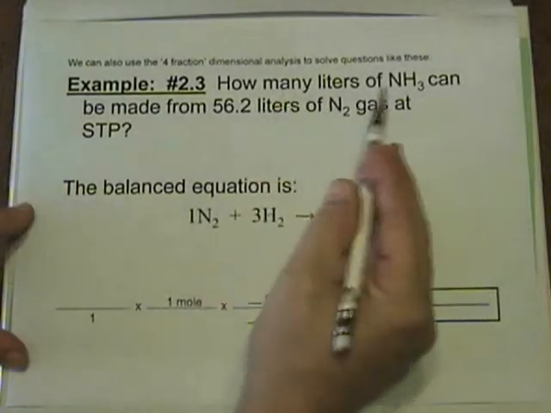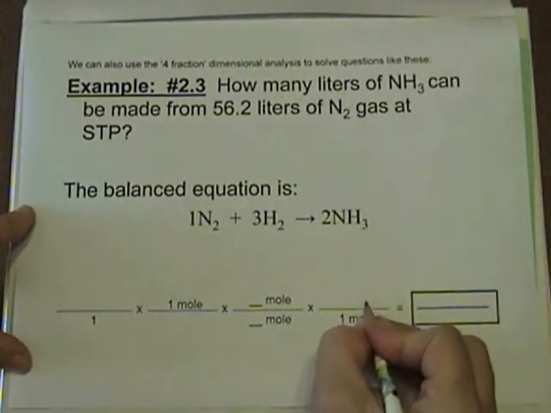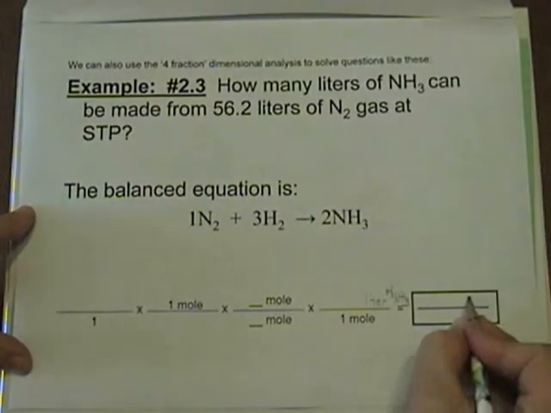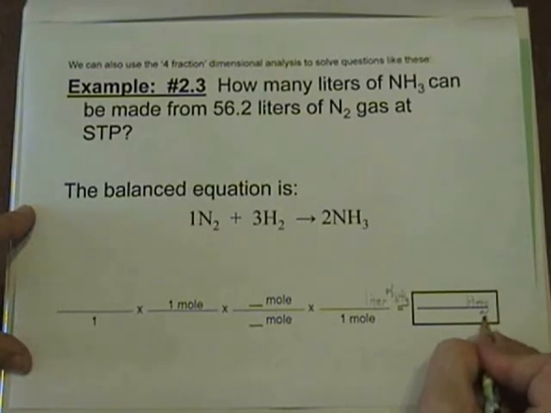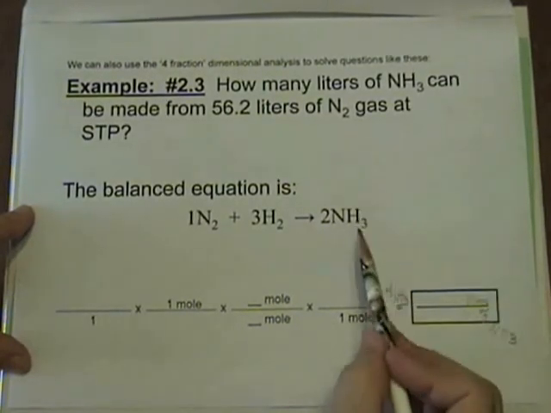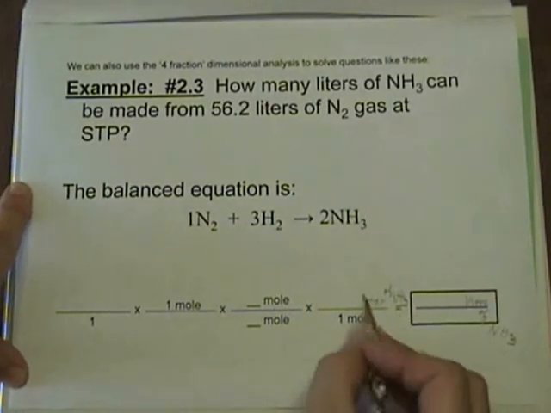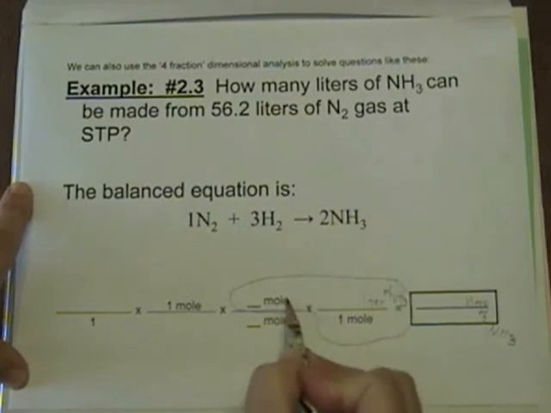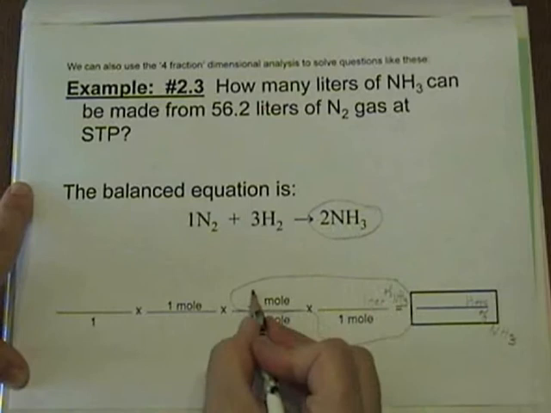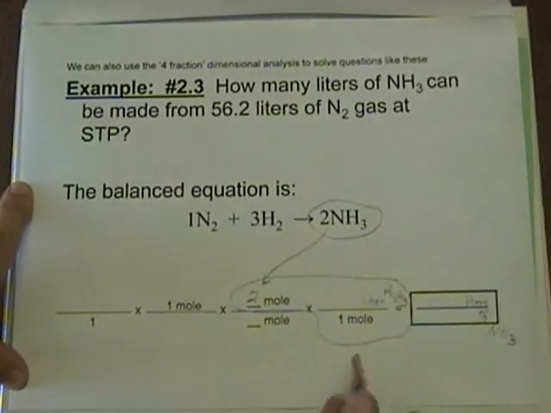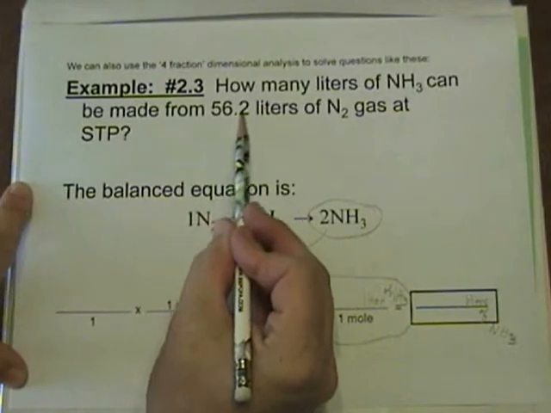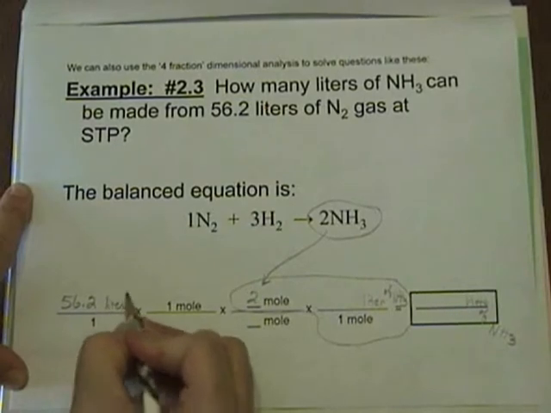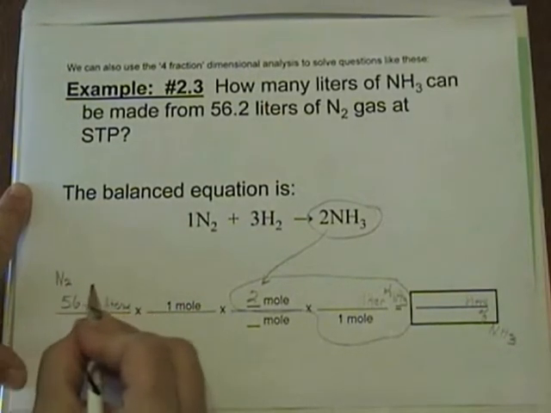Okay, so how many liters of NH3? So we're going to go liters of NH3 here, and of course that's our unknown, so we put it here. Okay, and by the way, NH3 is common. Okay, and if we remember our little gun thing, we know this is NH3, this is NH3. So I can go ahead and put my 2 here from the balanced equation, right? Alright, my known is 56.2 liters of N2 gas. So 56.2 liters of N2, and I'm just going to put it here.